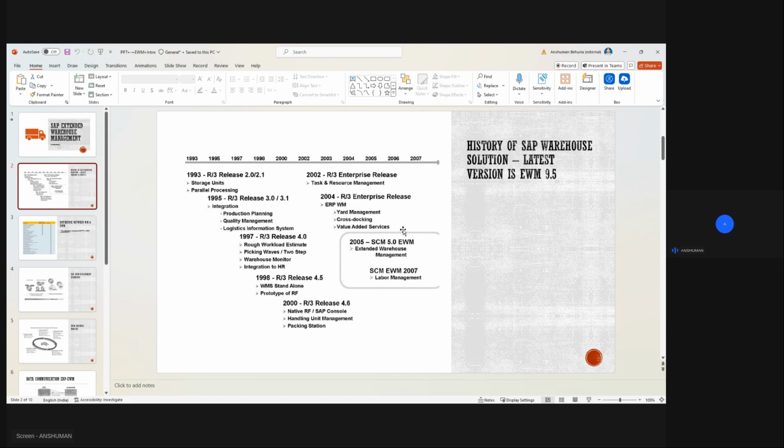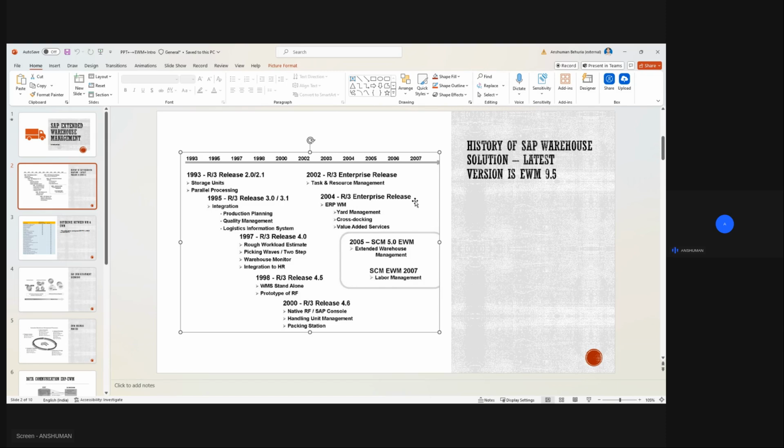Inside that supply chain management, there was SAP EWM. The first version of SAP EWM was 5.0, and this was the starting of SAP EWM. In 2005, SAP EWM was started, and in 2007, SAP EWM introduced labor management. From 2005 till now, the SAP WM solution is also there as a part of the warehousing solution, and SAP EWM is there as a part of SAP SCM.